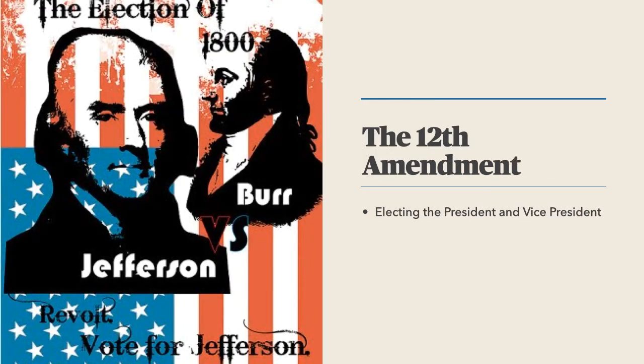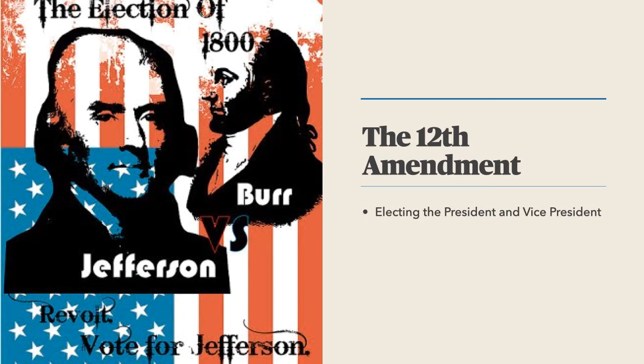The 12th Amendment talked about electing the president and the vice president. If you remember back to when we were talking about the election of 1800, 1796, we said that of the two guys that got the most electoral votes, the winner was the president, and the second place was the vice president.